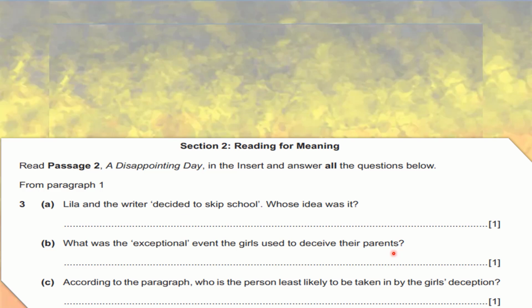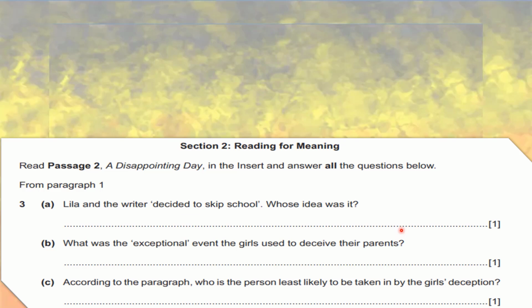According to the paragraph, who is the person least likely to be taken in by the girls' deception? So who was the person who wouldn't believe this at all? You can see that all these questions carry one mark and one line is given, so we are supposed to give a very short and to-the-point answer. Okay, now with these questions in mind, let's look at the paragraph. This is our first paragraph.